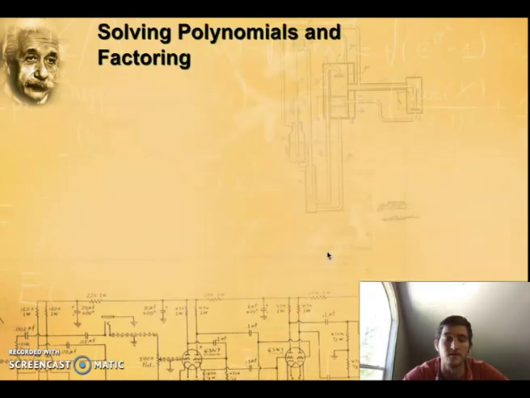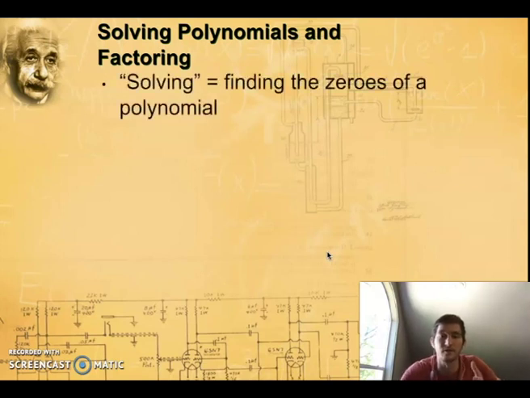All right, and so now we're going to get into solving polynomials and factoring, what it really means to solve a polynomial. So first up, solving, when we're dealing with polynomials, is about finding the zeros of a polynomial. And so a zero of a polynomial is when the output, or the right side of the equation, is equal to 0.